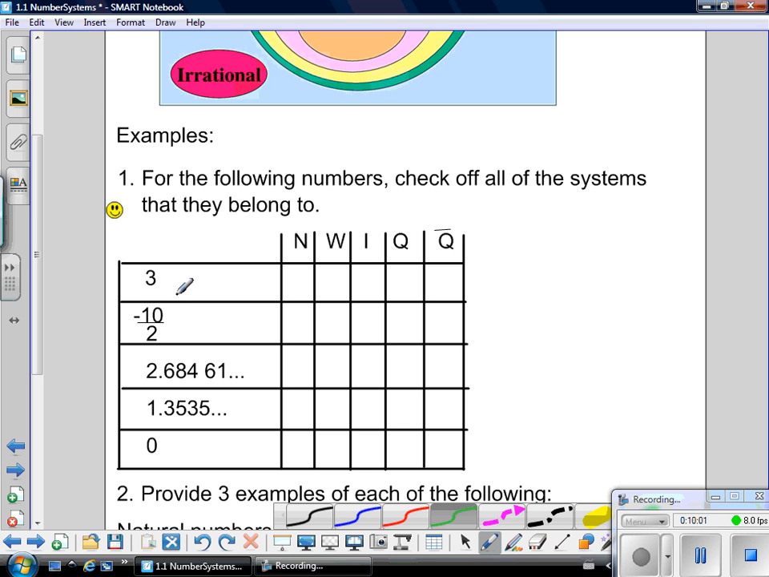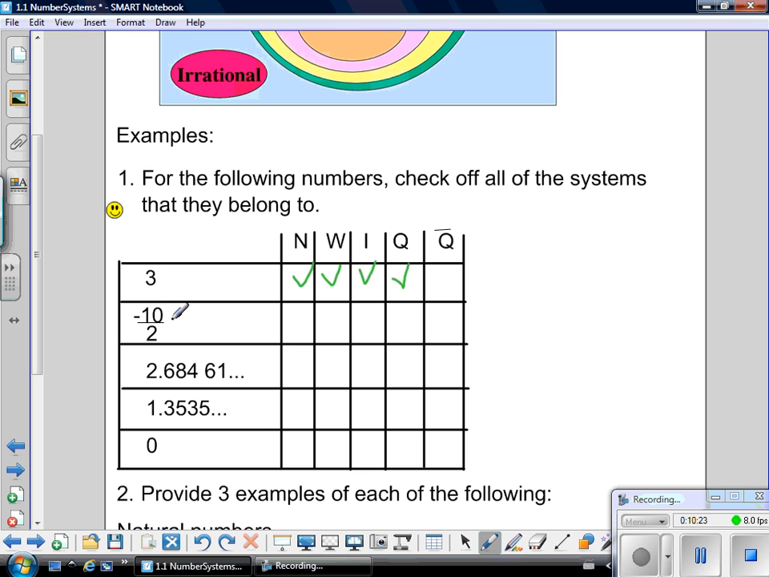The number 3. Is it a natural number? Yes, it's a counting number. Is it a whole number? Yes. Is it an integer? Yes. Can I write it as a fraction? Well, I could. I could go 3 over 1. Because it is a rational number, it cannot be an irrational.